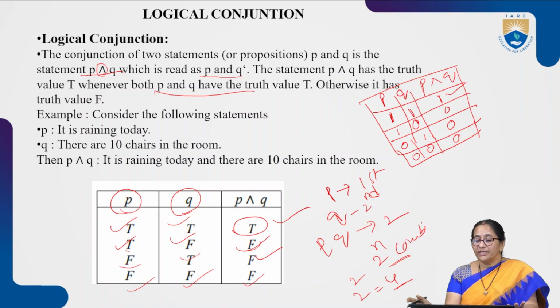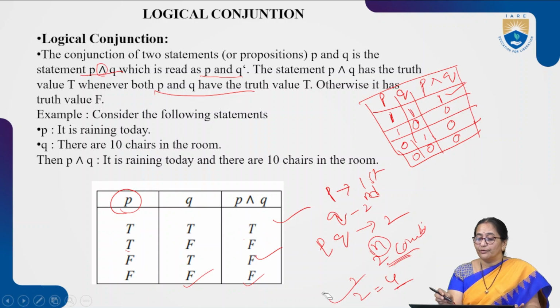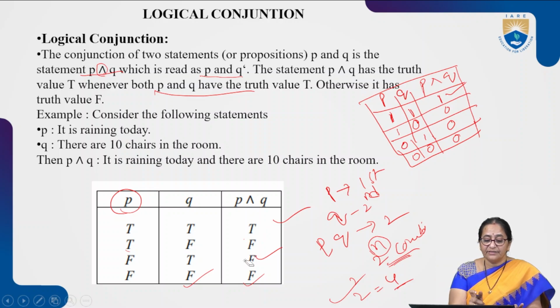Here the total combinations are 2 power n. If n is 2, we have 4 possible combinations. These are the 4 possible combinations: TT, the result is T; TF, the result is F; FT, the result is F.